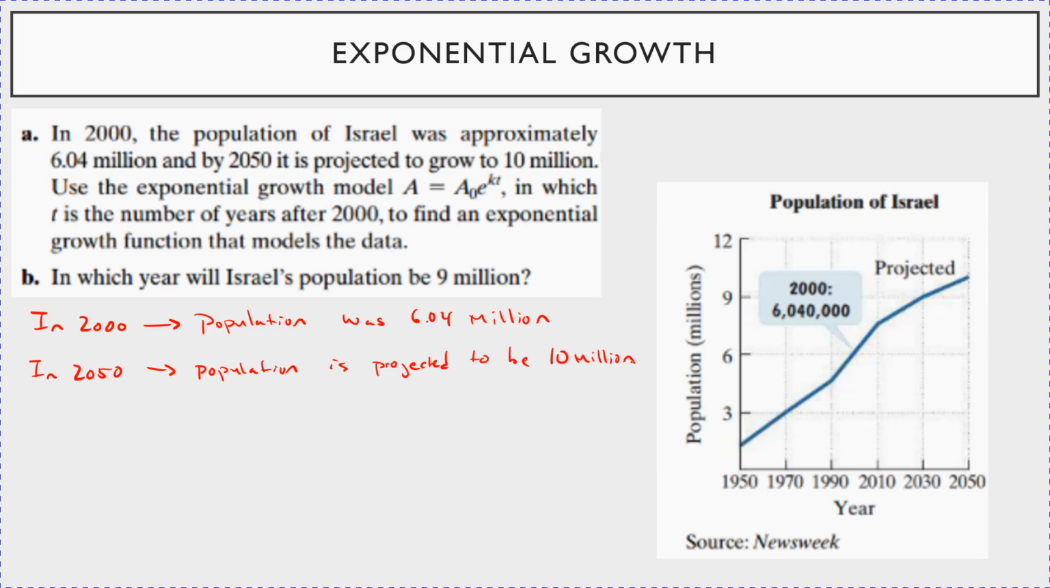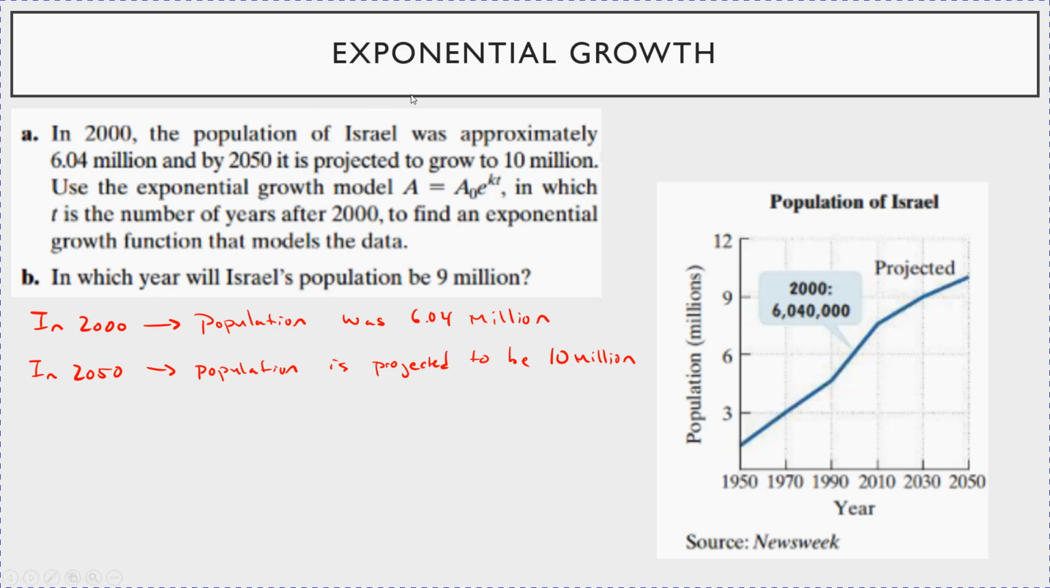The problem says to use the exponential growth model A equals a sub 0 e raised to the kt power, in which t is the number of years after 2000, to find an exponential growth function that models the data. Then the next question asks, in which year will Israel's population be 9 million?